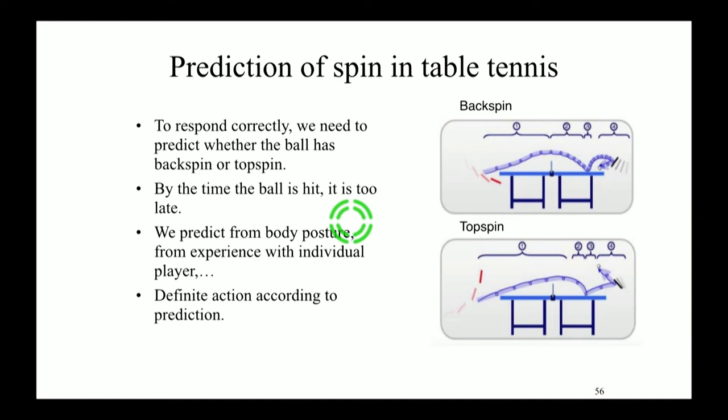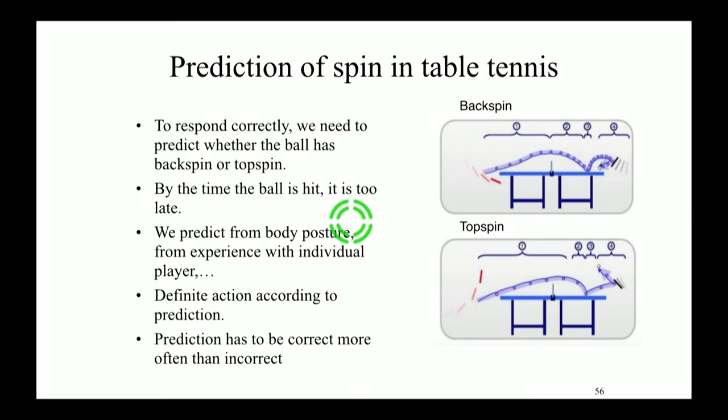The point of it is that your reaction is going to be completely determined by whether you think it's a topspin or a backspin. Right? So it doesn't really help you to say, oh, it is 70% that it's going to be a topspin. You have to decide on one of the two responses in order to not lose that game.